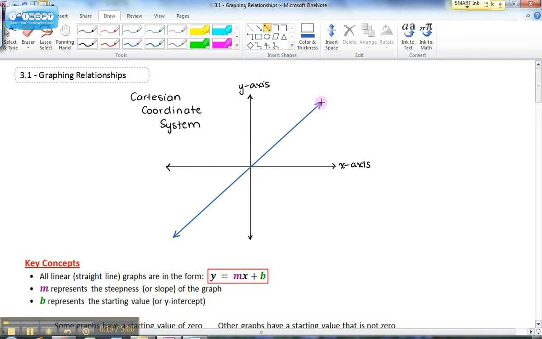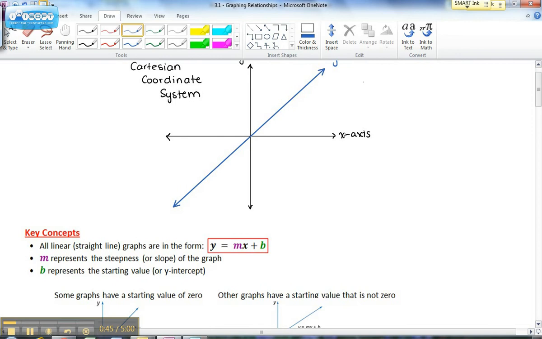So if I were to draw a line on this grid, this line describes how y changes as I change x. So if I move 1 in the x, y goes up 1. For every x that moves to the right, I move 1 up along the y. So this graph describes the relationship y equals x.